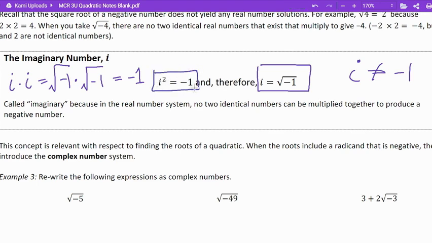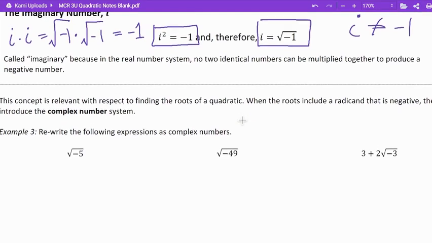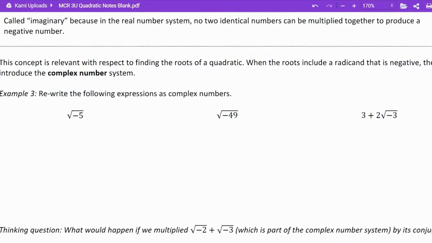So i squared is -1, and i is the square root of -1. Don't worry if you don't understand it. These are just two that we will use to help us out. And so we call i an imaginary number. Okay, so let's see how we can do this.